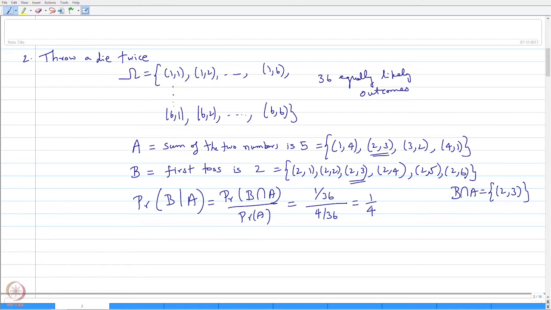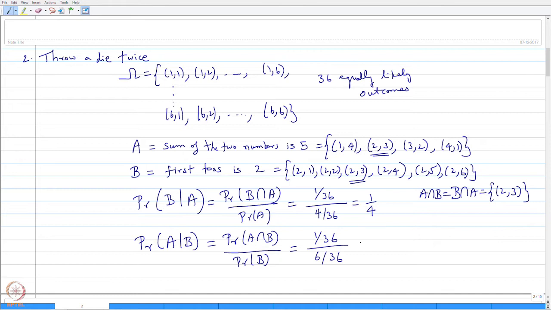You can also calculate the other probability, which is actually a bit nicer, the probability of A given B. Given that the first toss is 2, what is the probability that the sum of 2 numbers is 5? Here again you will need the probability of B intersect A or A intersect B, both of these are the same, divided by the probability of B. It does not matter how you intersect them. So, in the numerator you again have 1 by 36, in the denominator you have 6 by 36, which is 1 by 6.